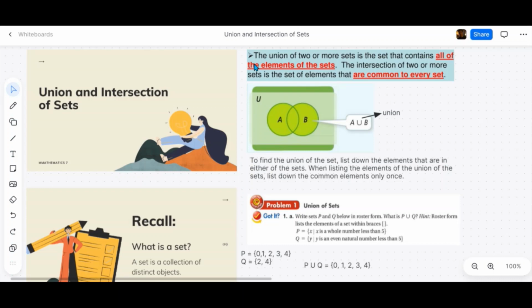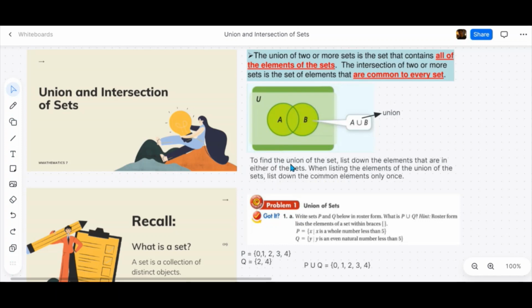The union of two or more sets is the set that contains all of the elements of the sets. Meanwhile, the intersection of two or more sets is the set of elements that are common to every set. In a diagram, this is what the union of two sets looks like. In symbols, if we have sets A and B, it is denoted by the uppercase letter U.